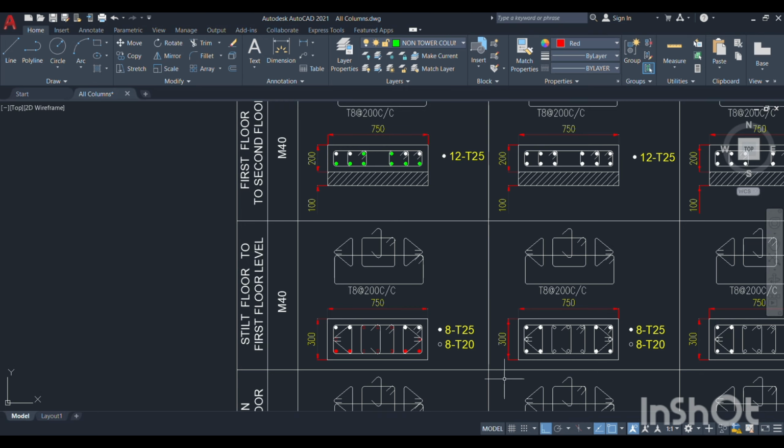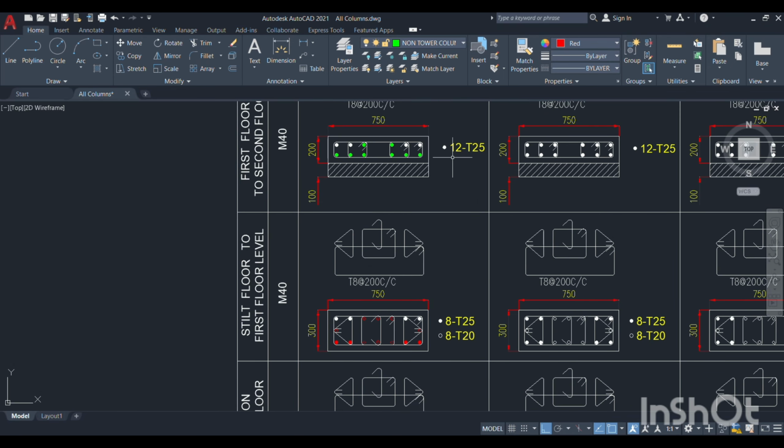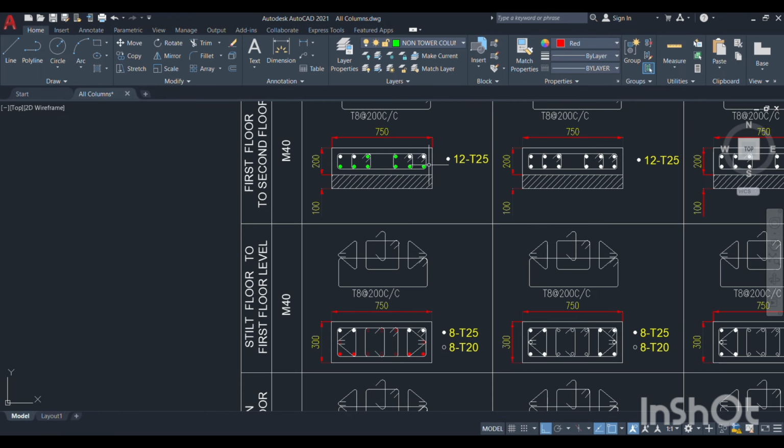In this case, you see, here there are 12 number of 25, and here only 8 number of 25 are there. So another 4 rods are being added over here. Instead of 20, another 4 rods of 25 are going to be added. You see, I have marked them in green color, no? All these green ones are additional 25 rods added from the first floor level.